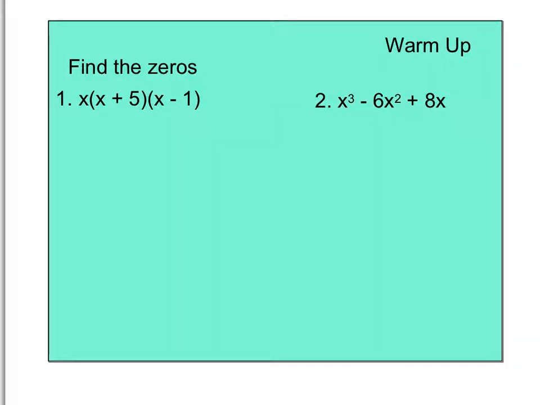You should have your warm-up done, ready to check. So our directions say to find the zeros. So in the first one, it's already in factored form for us. So all we have to do is set each factor equal to 0.